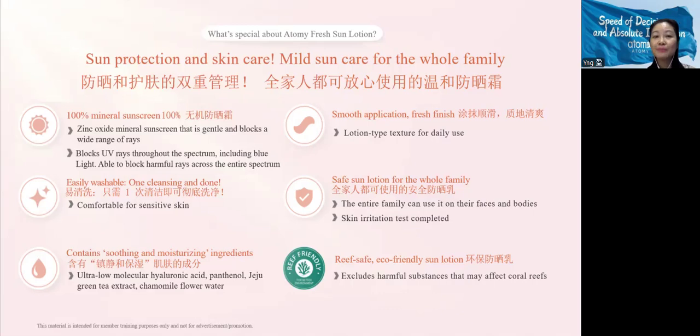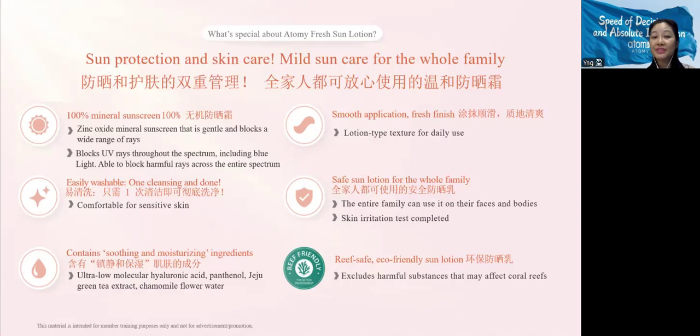It is a lotion type and suitable for daily use. It is a safe sun lotion for the entire family, and we can use it on our face and body. And a skin irritation test has been completed for this product.